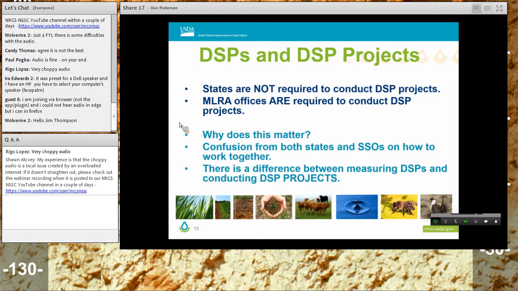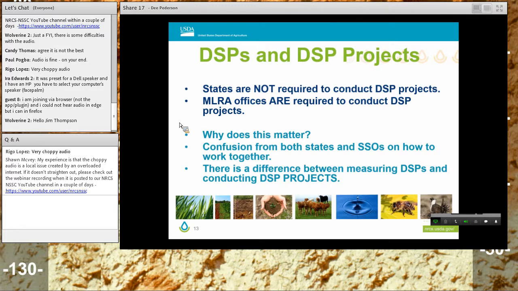There's a very subtle but very important point that needs to be made, and if you've been on other talks that I've given on this, you may have seen this slide. I mentioned the release of Streamlined Guidance earlier in the fiscal year, and that was met with some confusion and some concerns. So, DSPs and then DSP projects. States are not required to conduct DSP projects, and MLRA offices are required to conduct DSP projects. So why does this matter?